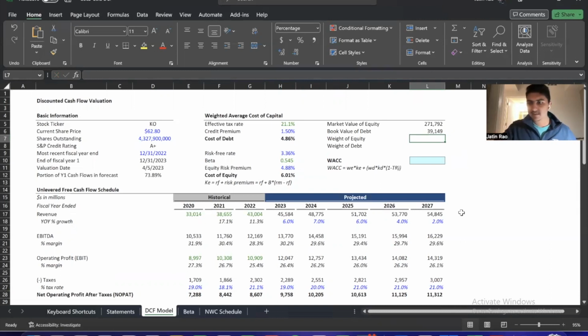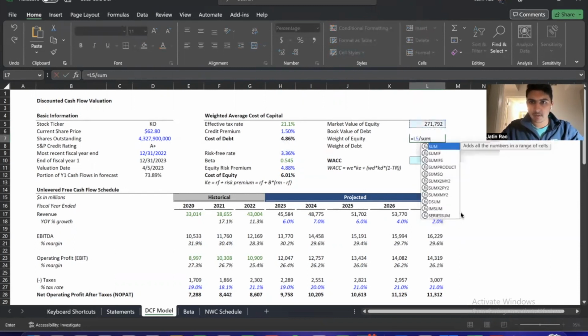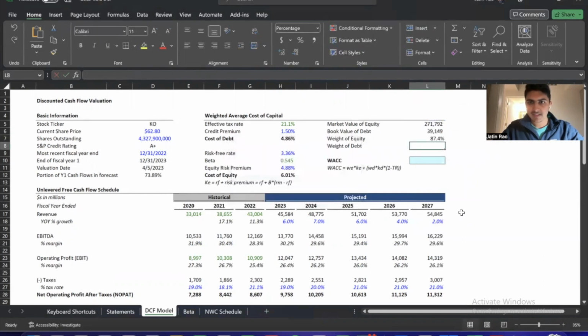So what is the weight of equity? This is relatively simple. Of this total percentage, how much of that is the market value of equity? Well, this is going to be equal to the market value of equity divided by the sum of these two, 87.4%. And the weight of debt is going to be equal to 1 minus this percentage, so 12.6%.